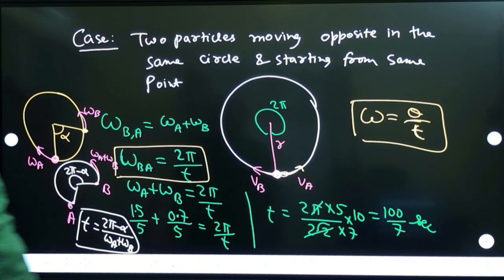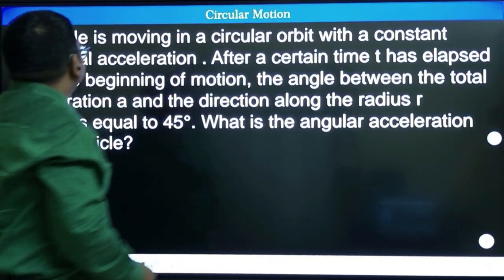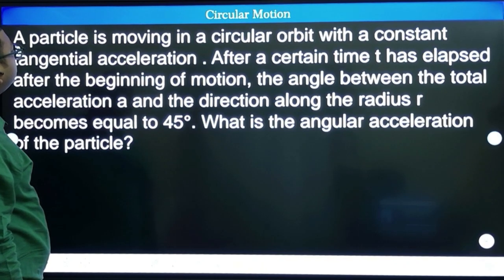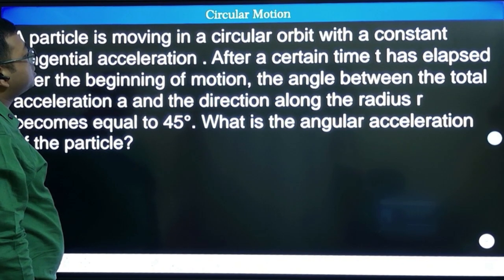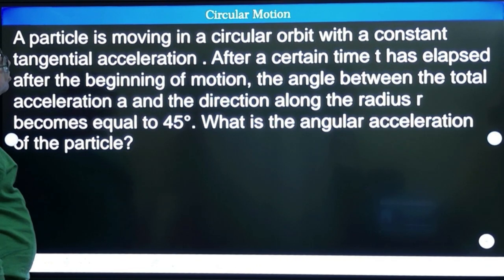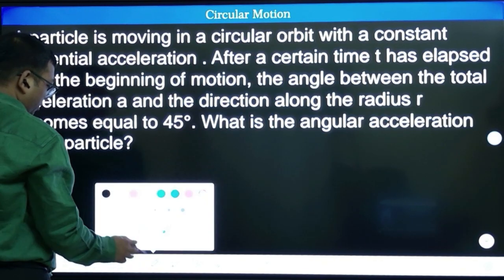Okay, then let us go next. Try this question. A particle is moving in a circular orbit with a constant tangential acceleration. After a certain time t has elapsed after the beginning of motion, the angle between the total acceleration a and the direction along the radius r becomes equal to 45 degrees. What is the angular acceleration?